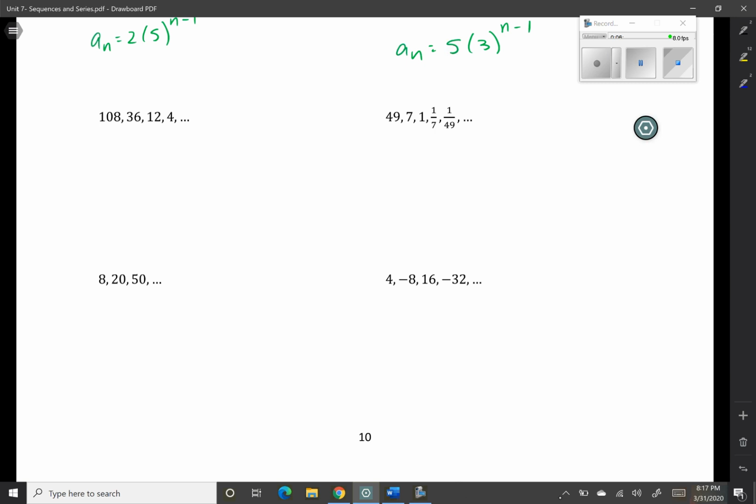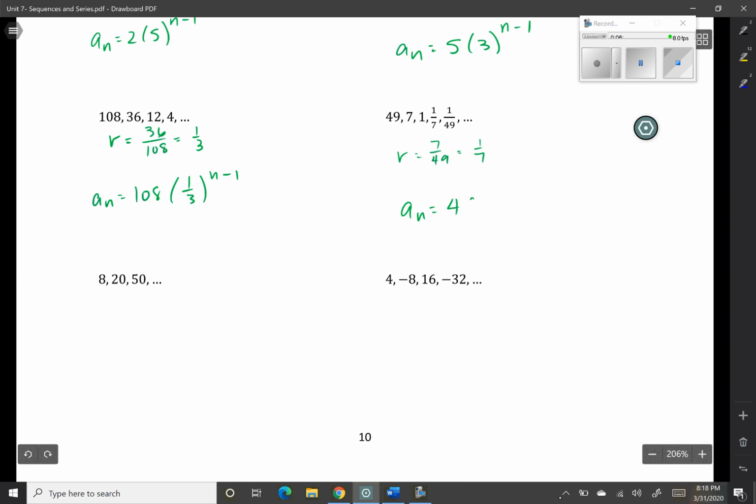So for that first one, it's kind of tough to see. If you got 1/3 using mental math, good for you. If you didn't, I would say divide the second term by the first term. You get that 1/3. So you could say the explicit formula is going to be 108 times 1/3 to the n minus 1. The second one, same thing. If you saw that it was 1/7 just by using mental math, good for you. If you didn't, just divide the second and first term. So we could say any term of this sequence is 49 times 1/7 all to the n minus 1.